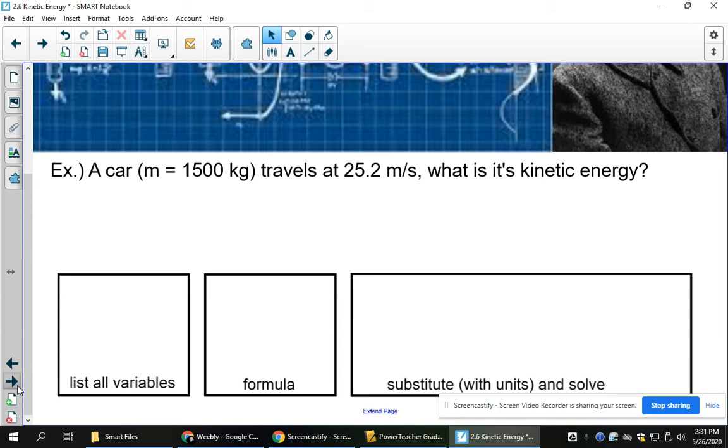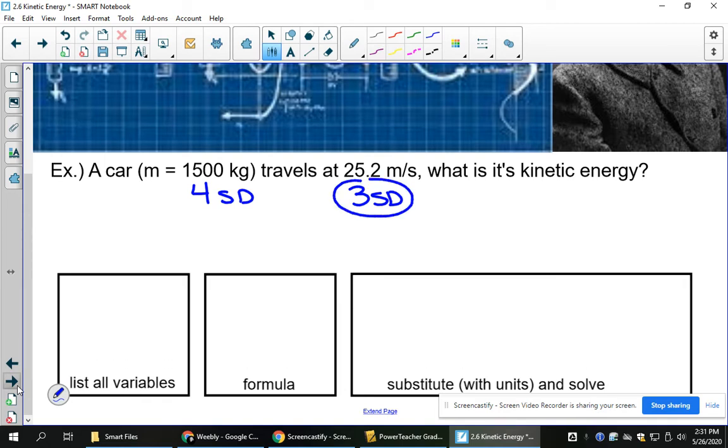So here's our example. A car, mass 1,500 kilograms, and that's 4 sig digs, travels at 25.2 meters per second. What is its kinetic energy? 3 sig digs is what I'm circling. That will be our final answer. So what are we given? Mass.